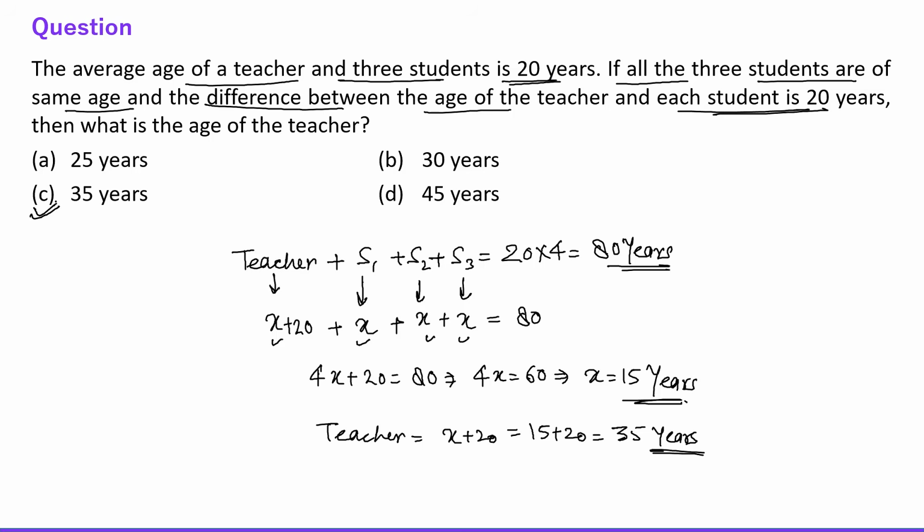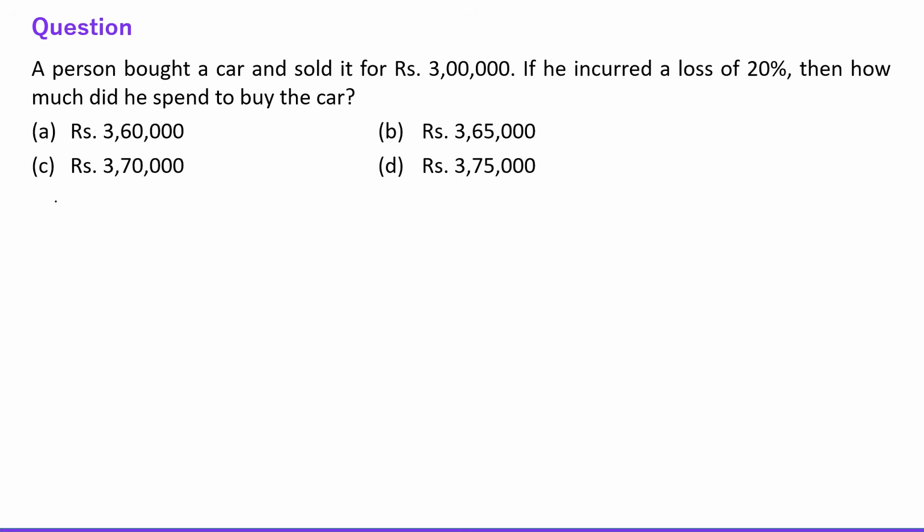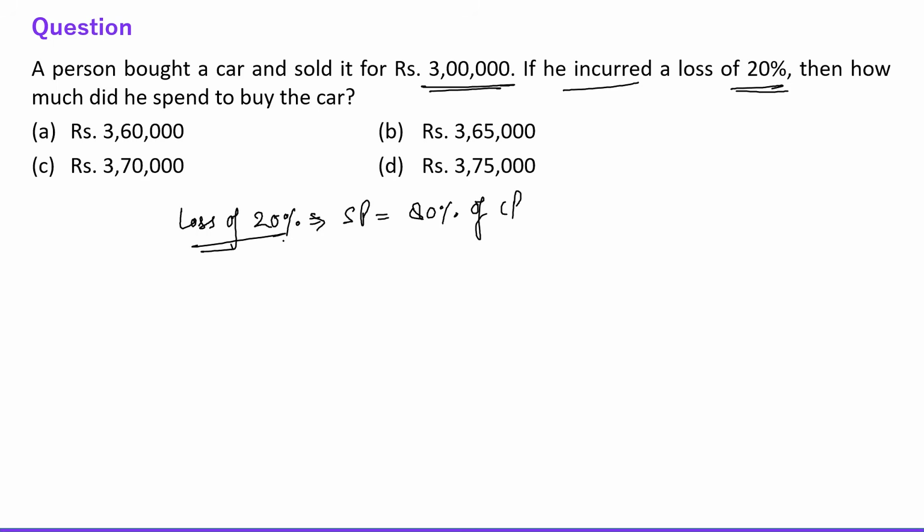Okay. Now let's move to the other question. Next question says a person bought a car and sold it for rupees 3 lakhs. If he incurred a loss of 20%, loss of 20% means what? Selling price is equal to 80% of CP. I repeat, loss of 20% means selling price is equal to 80% of CP. So 80% of CP is equal to 3 lakhs.